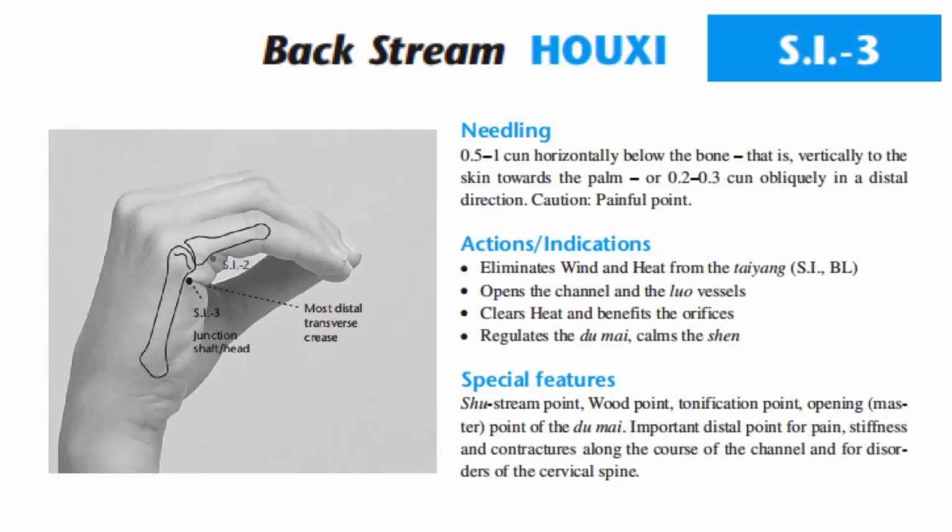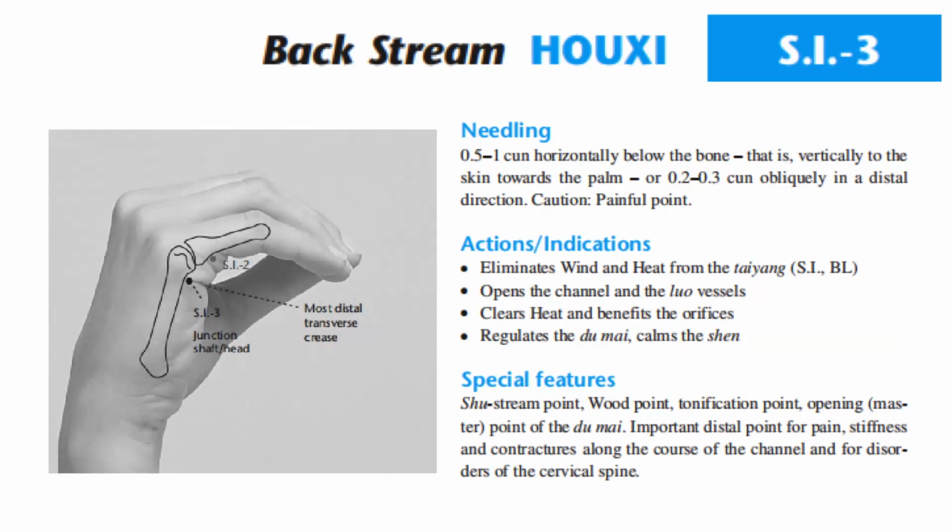Actions and indications of SI3. Eliminates wind and heat from the Taiyang, we have SI and bladder. Opens the channel and the Luo vessels. Clears heat and benefits orifices. Regulates the Dumai, calms the Shen. Special features: shoestring point, wood point, tonification point, opening or master point of the Dumai.